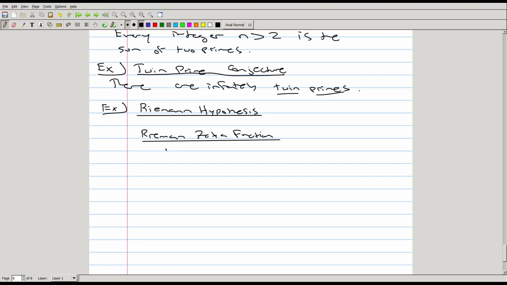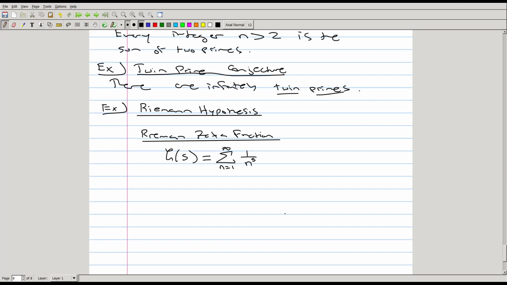Which is a function of zeta of s, a function of a complex variable. S is a complex number here. And when the complex modulus of s is greater than 1, it's the sum from 1 to infinity of 1 over n to the s. So it's the sum of all positive integers raised to the power of a negative complex value.